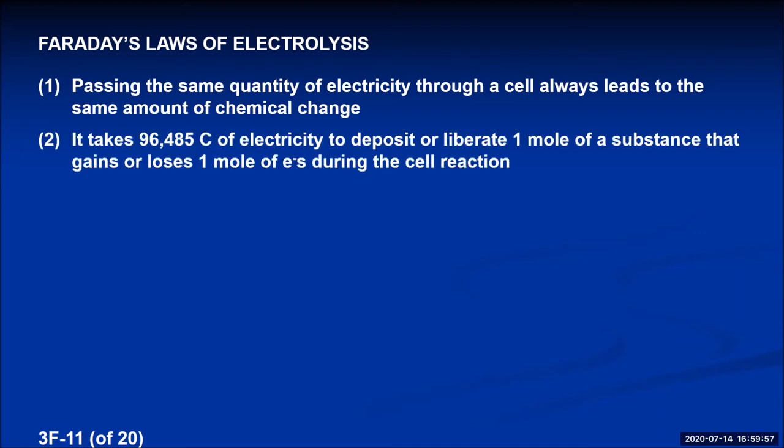And then two, it takes 96,485 coulombs of electricity to deposit or liberate one mole of a substance that gains or loses one mole of electrons during the cell reaction. You've seen that number before, right? That's the Faraday constant. So 96,485 coulombs causes a reaction to take place in which something gains or loses one mole of electrons. So this amount of charge, 96,485 coulombs, is now known as a Faraday, and it's abbreviated by a script F in Michael Faraday's honor. Let me show you how we do a Faraday's law calculation.